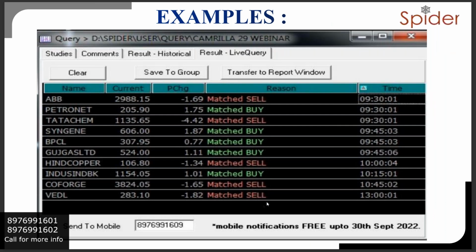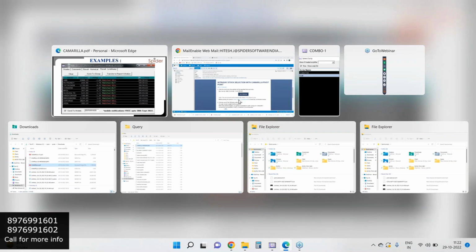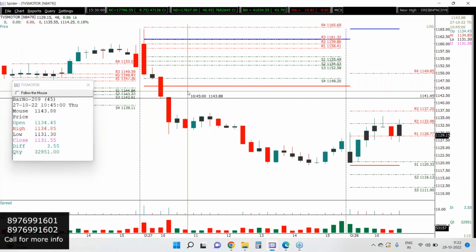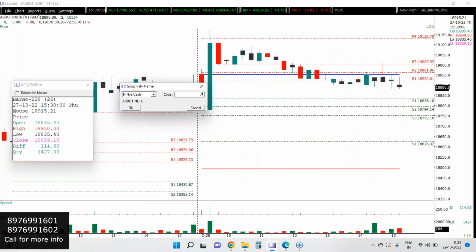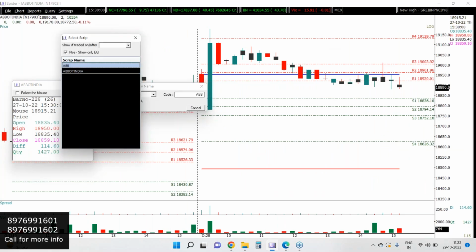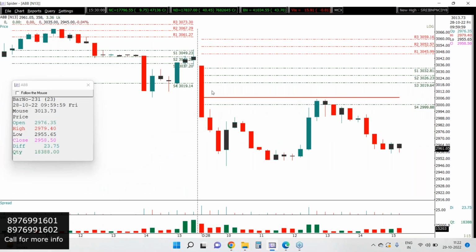So here the first example is ABB, which triggered a max sell signal at 9:30. Okay, so here I'm showing you ABB. Here you're getting a signal of ABB. Okay, so this is a very long candle, but you can see this candle is satisfying both the criteria.